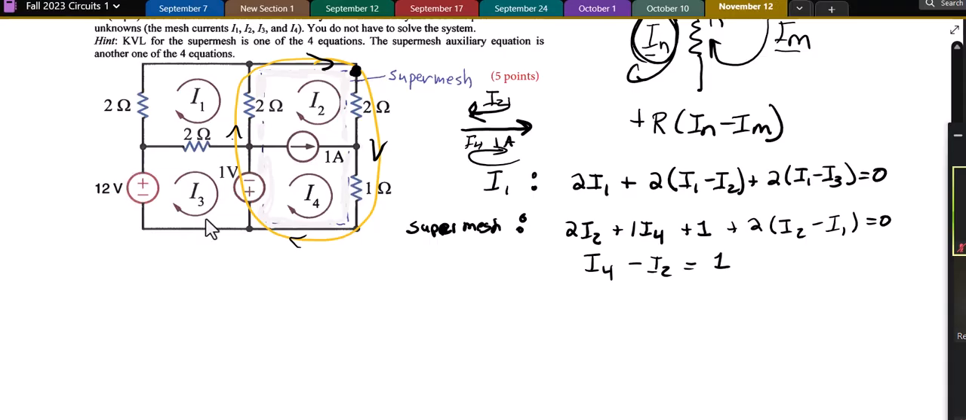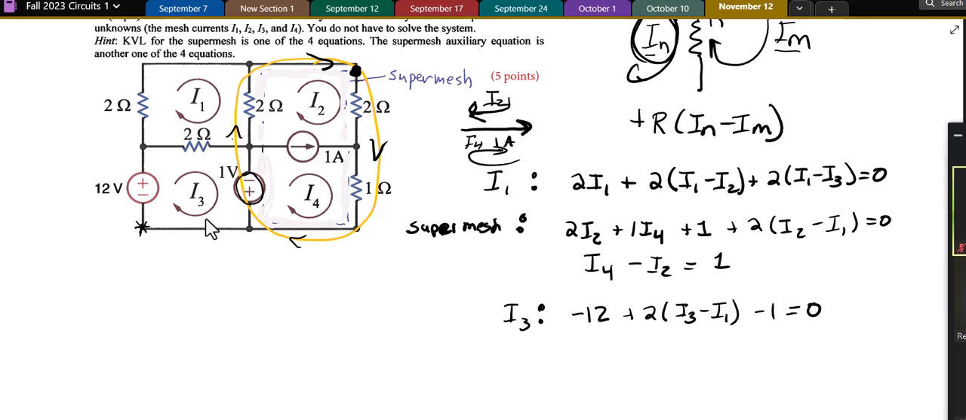And then I will get my equation for my last mesh, which is I3. I'll start right here. I'm going into the negative side of the negative 12 volt voltage source, so that's minus 12. Then I come up to the 2 ohm resistor, so that's plus 2(I3 minus I1), because it's shared between I3 and I1. And then I come to this voltage source right here, but this time I'm going into the negative side of it, so I'll be minus 1 equals 0.